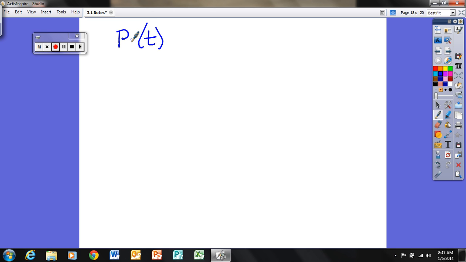P sub t, or I used f of t before, I'm changing population over time, is the same as 898,759 times our b value raised to the t.